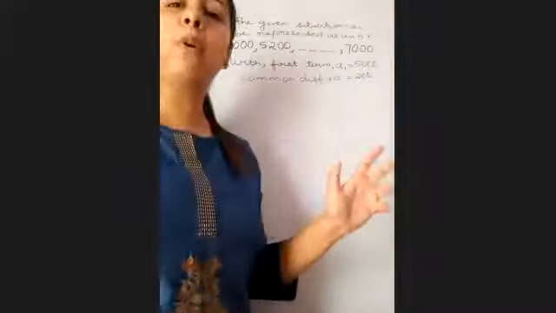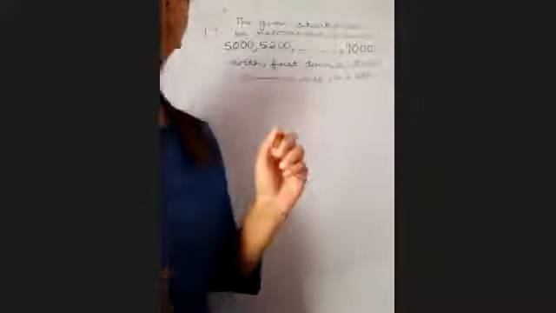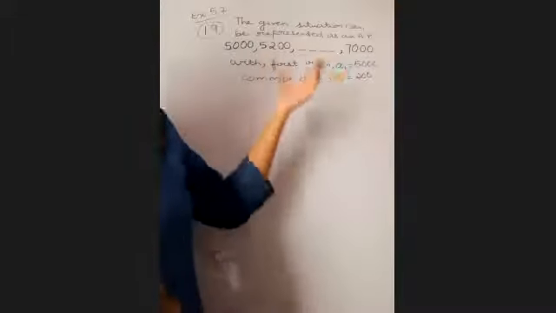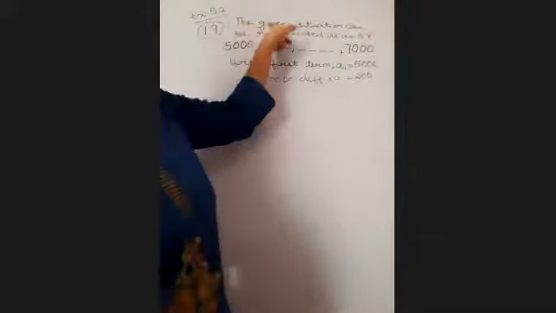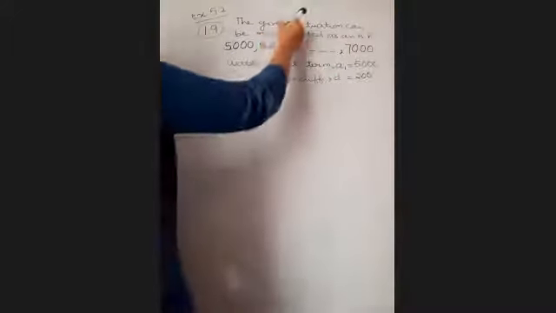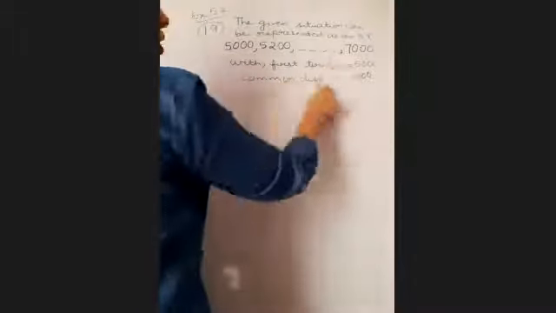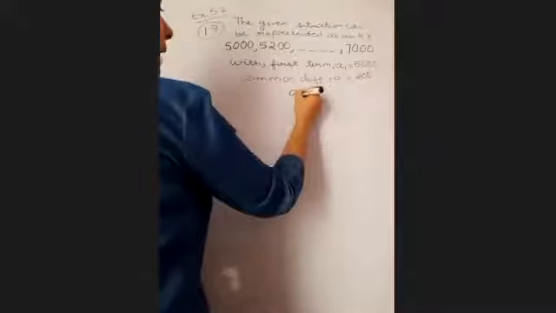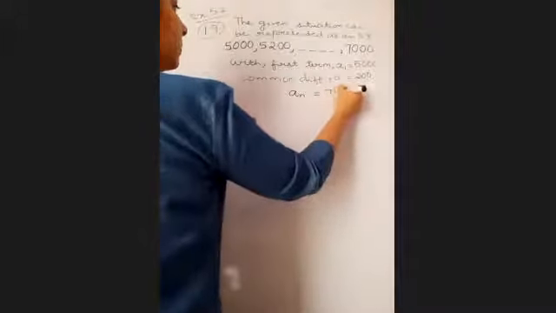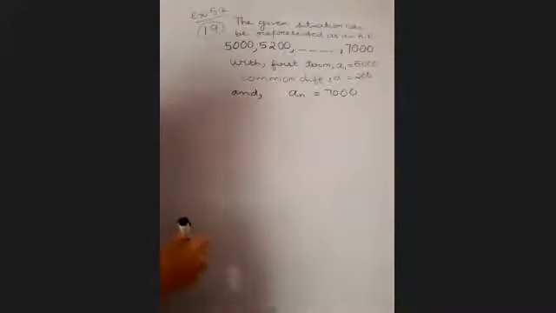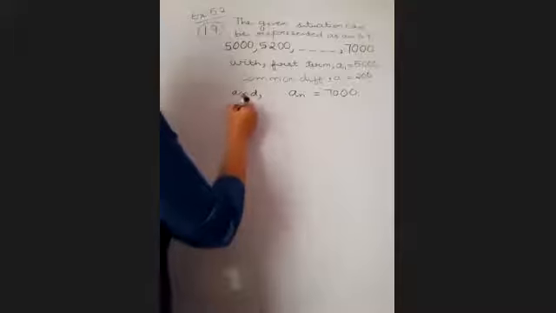Since it's a word problem and nowhere in the entire question have they used the term AP, whenever you are dealing with word problems, you have to mention this statement: the given situation can be represented as an AP given by this, with first term A1 as this, common difference D as this, and AN equal to 7,000.